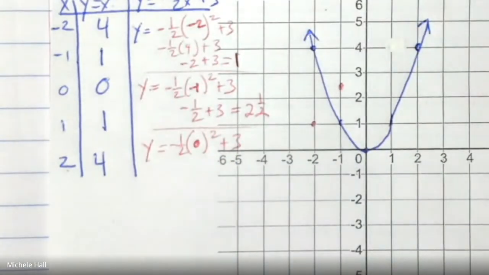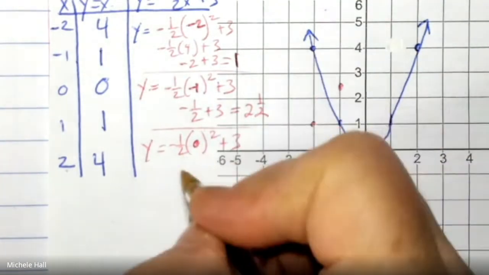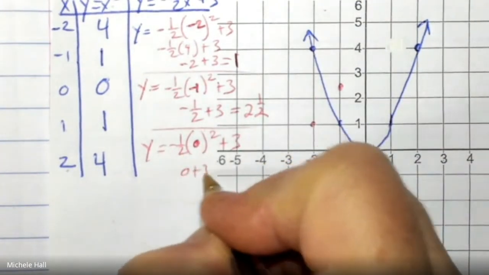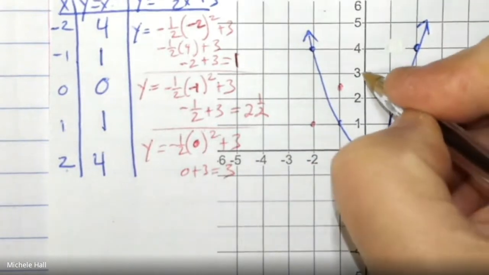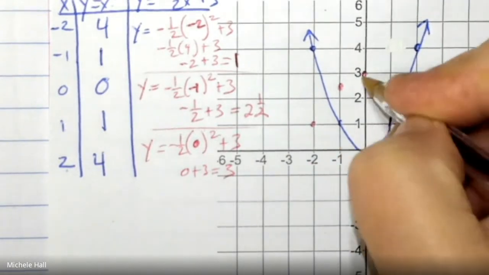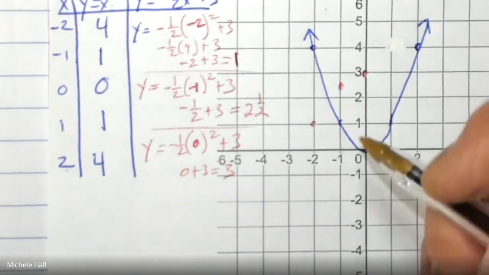Okay, 0 squared is 0 times a half is 0. So we have 0 plus 3, which is 3. So we get 3, 0, 3. When x is 0, we get y is 3. Is it starting to make any more sense now? Yeah. All right.